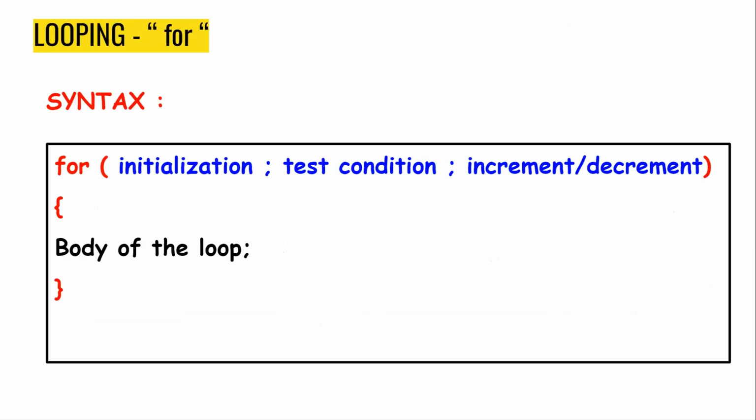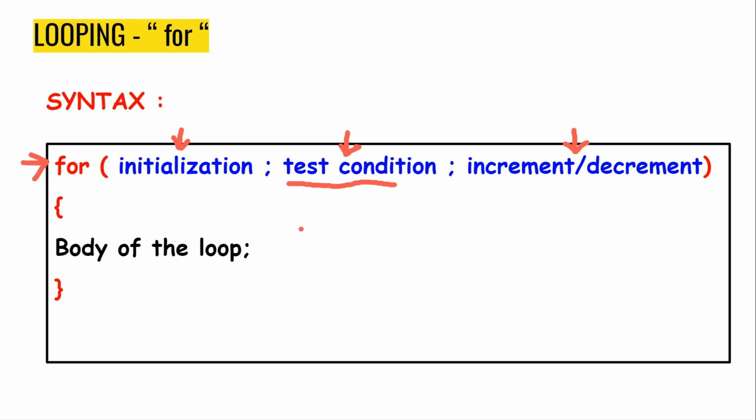Next is the for statement. For is also an entry control loop, which means the test condition will be present at the entry of the loop itself. See the syntax of the for loop. We have the for header. It consists of the keyword for followed by the three main requirements for any counter control loop: initialization, condition, increment or decrement.